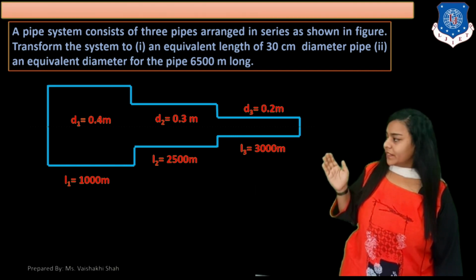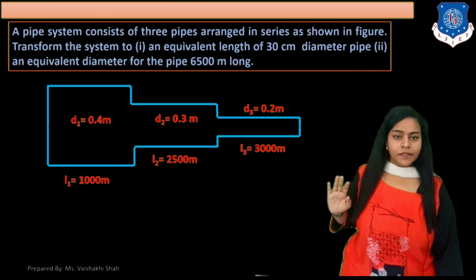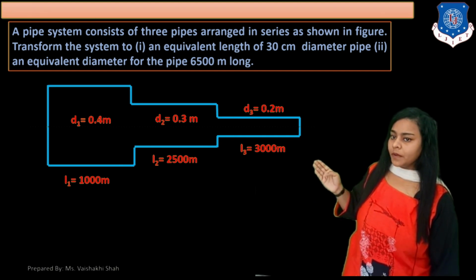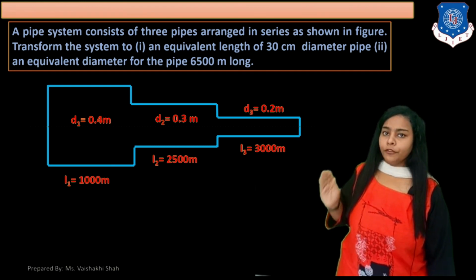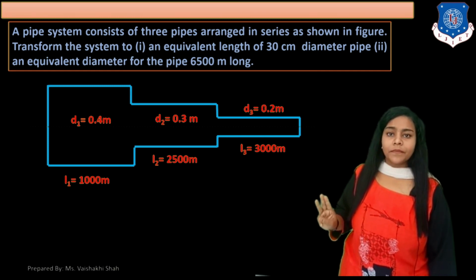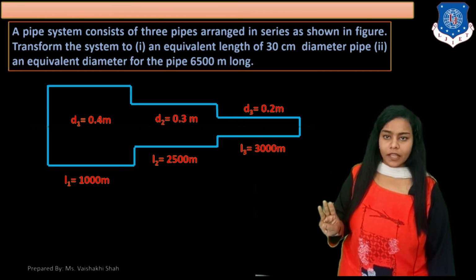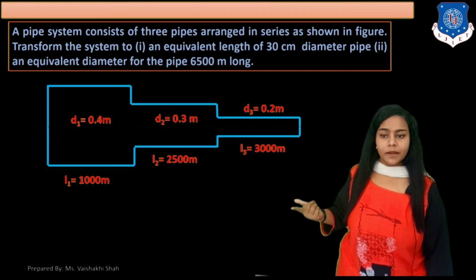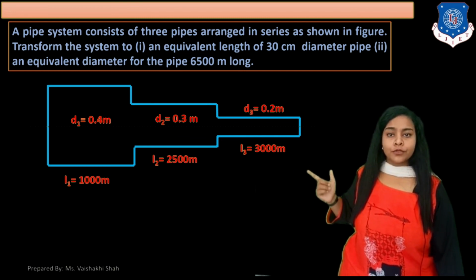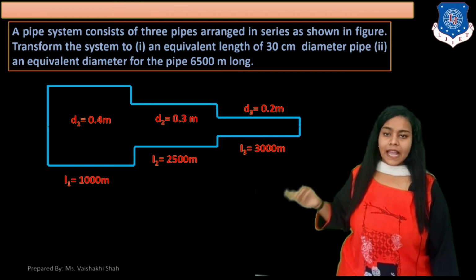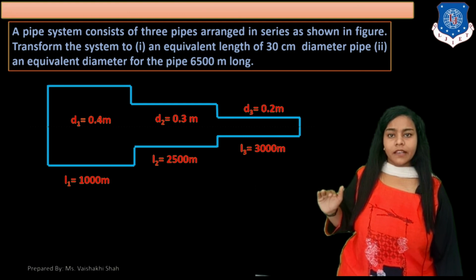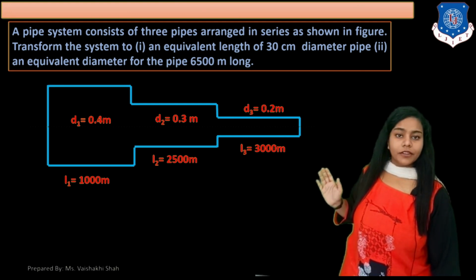In this data, the diagram is already given to you. There are 3 pipes which are connected in series. The diameter of pipe 1 is 0.4 meter, the diameter of pipe 2 is 0.3 meter, and the diameter of pipe 3 is 0.2 meter. The length of pipe 1 is 1000 meter, the length of pipe 2 is 2500 meter, and the length of pipe 3 is 3000 meter. These values are already given in your data.